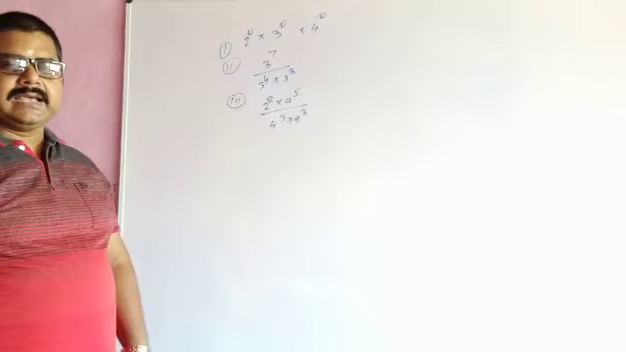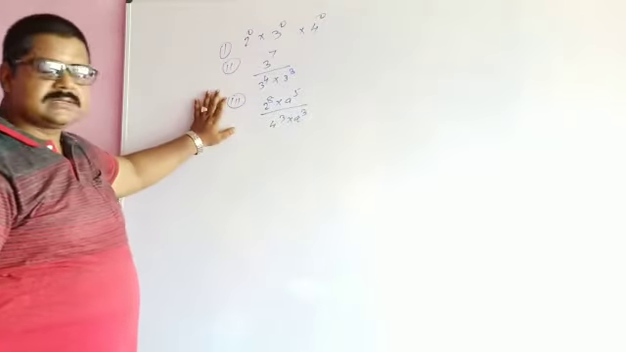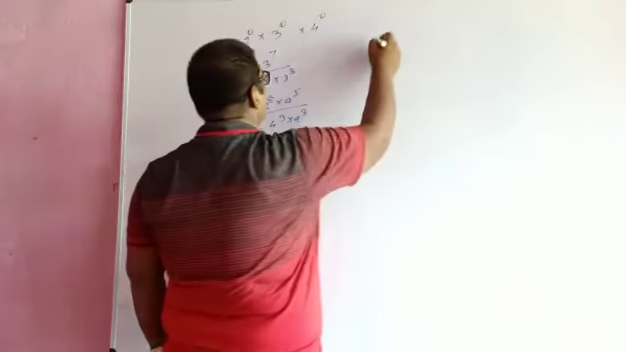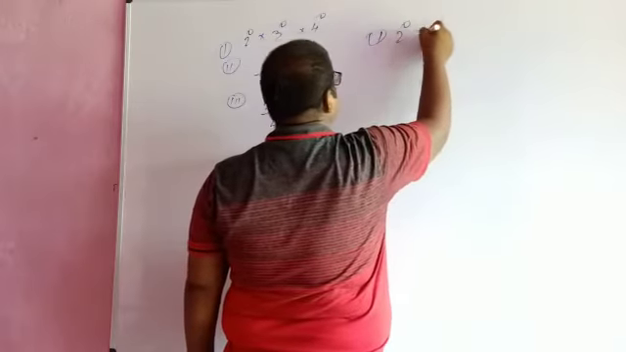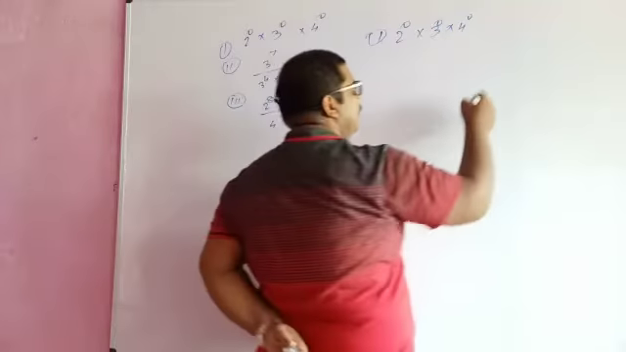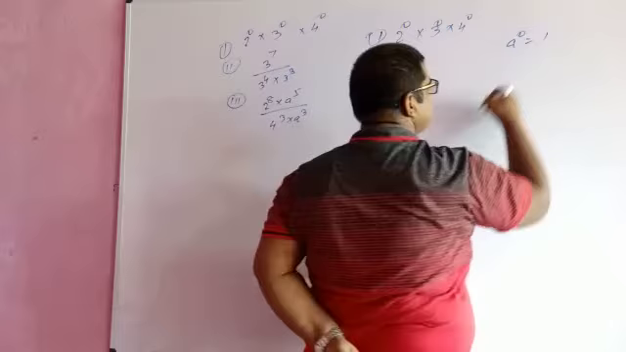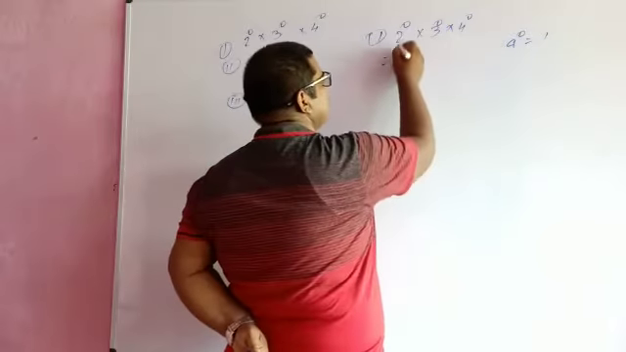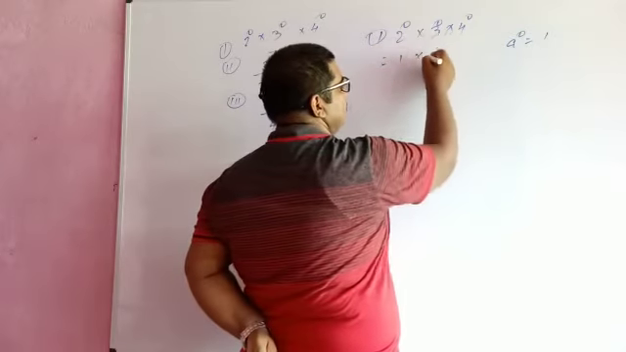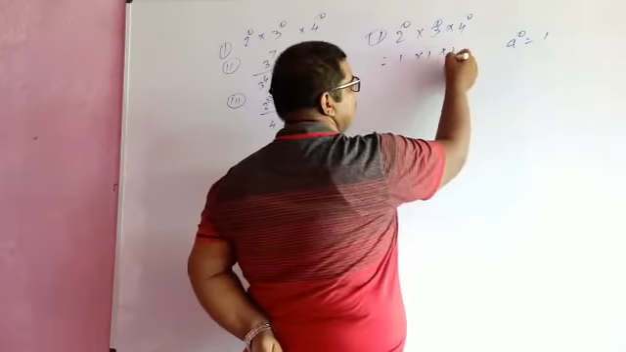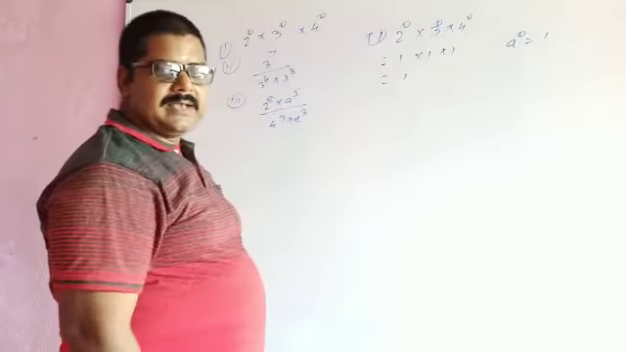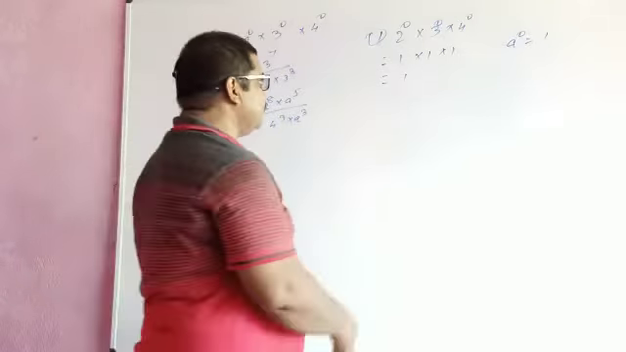Actually, all three questions I have just picked out. Look at the first question: 2 to the power 0 into 3 to the power 0 into 4 to the power 0. It follows the formula a to the power 0 is equal to 1. So it is very simple. 2 to the power 0 is equal to 1, 3 to the power 0 is 1, and 4 to the power 0 is equal to 1. And when 1 is multiplied 3 times, its result is 1.